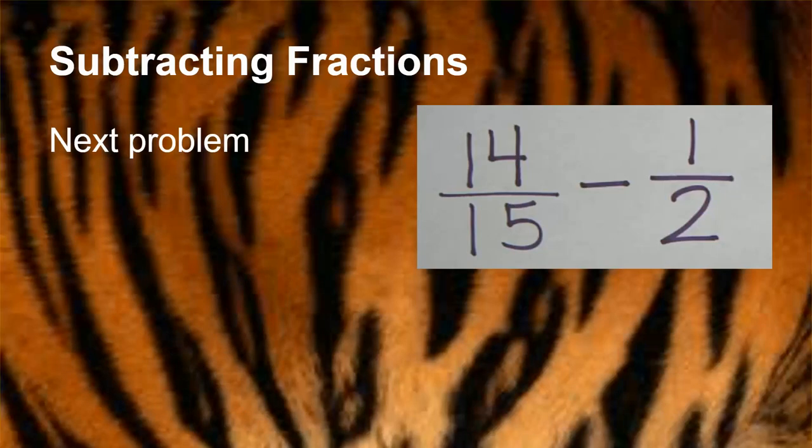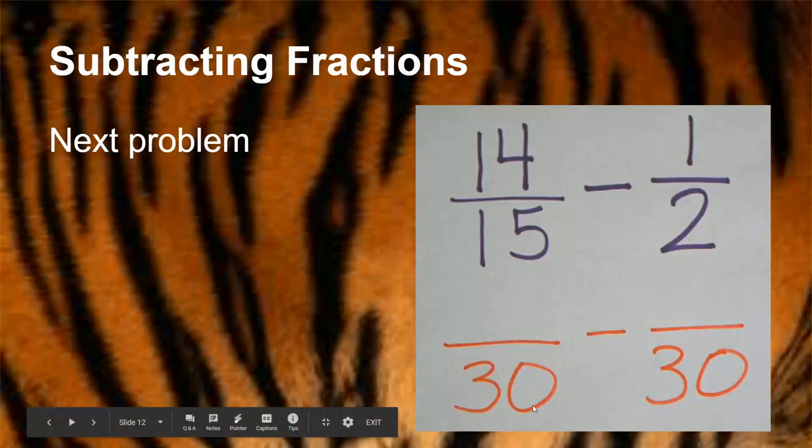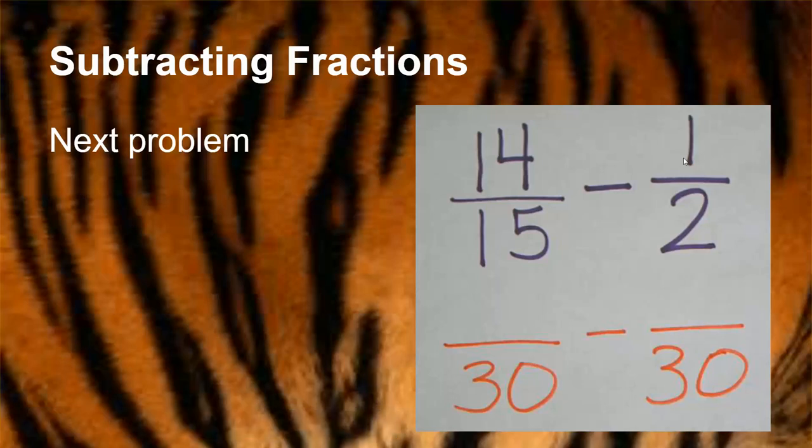Next problem, 14/15 minus 1/2. Finding the common denominator is not always super simple. But in this case, 15 and 2, the common denominator would be 30, because 15 goes into 30 and 2 goes into 30. If that is true, we need to multiply the fractions by different numbers.